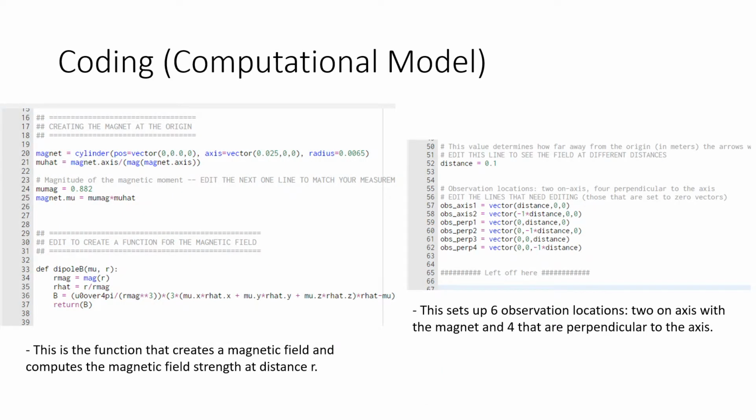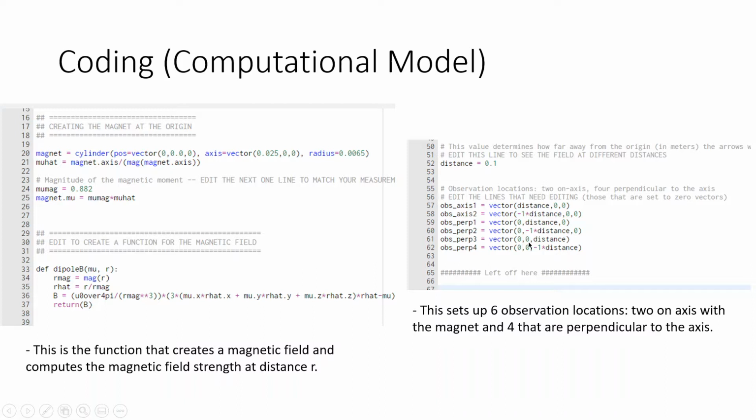So this is the coding that went into creating the computational model. In the initial part, this is some of the initial values that I have to input, such as the magnitude of my magnetic moment, which is 0.882, and this was the function created for the magnetic field. As you can see, I plug in the value of mu as well as the value of the distance r, and I calculate a magnetic field strength at distance r.